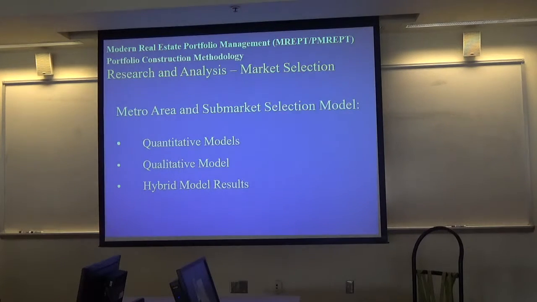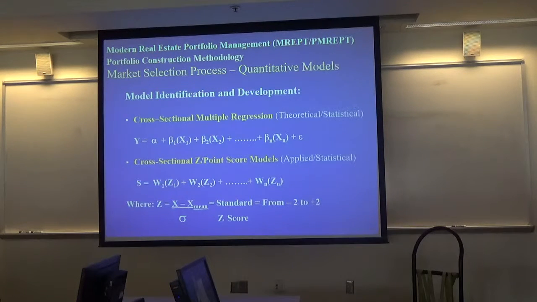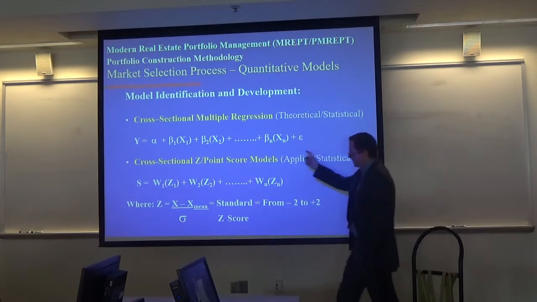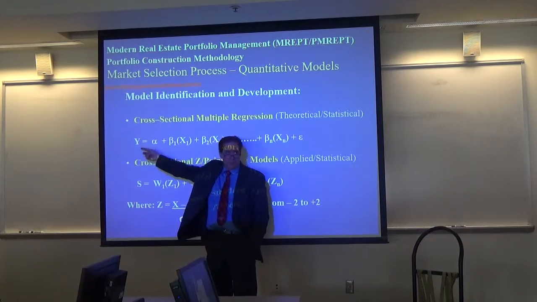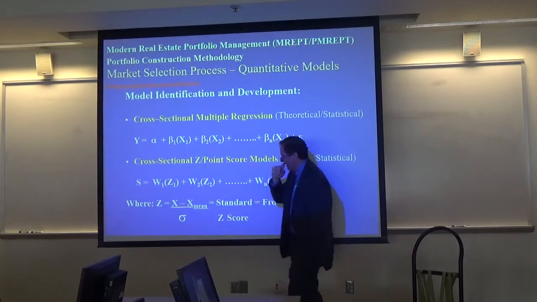I built basically two models, a quant model and a qualitative model, and then a hybrid model between the two. I used cross-sectional regression methods, so these were the factors, and I was forecasting either returns or rent growth, which were the key dependent variables.